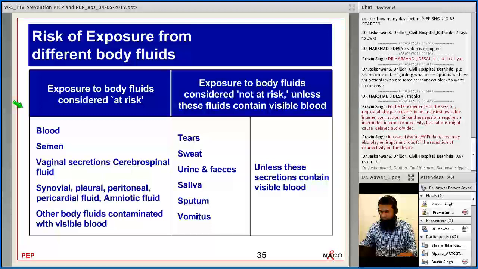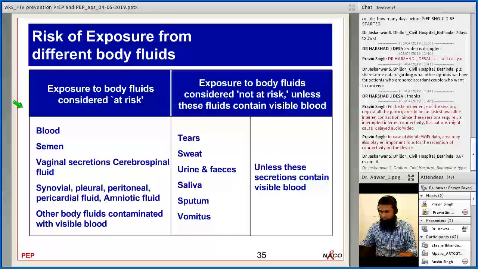0.67 risk in IDUs. Again, if you see the prevalence of positivity in IDUs, it is really high. So it all depends on the risk or the prevalence of that particular disease in that particular population. The risk of exposure because of needle stick injuries may be like 0.3%. In IDUs, it is more than that, like 0.67.